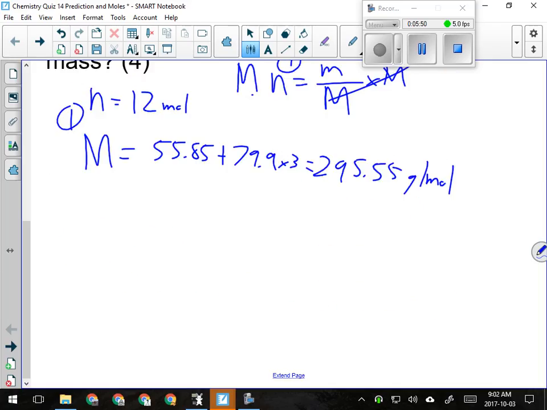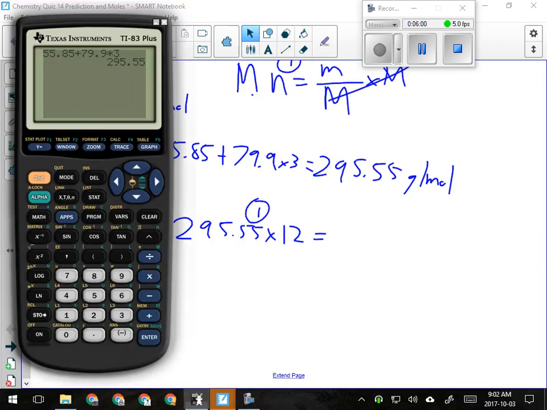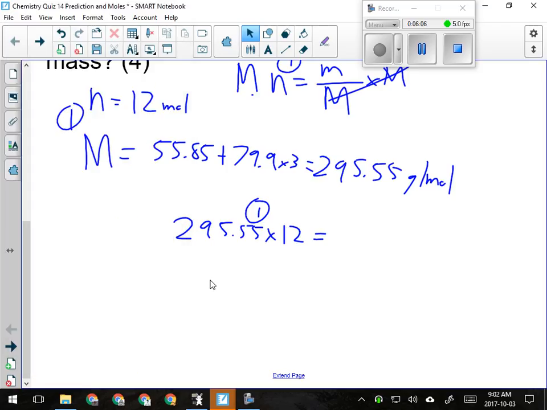Then we got to plug in our numbers. So we will have 295.55 times 12 moles. Okay, so give them a mark for plugging in the numbers correctly there. All right, gives us 3,546.6.